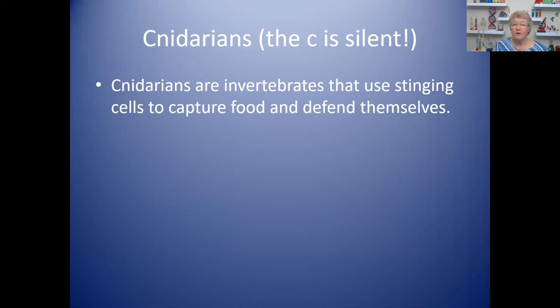Now, cnidarians are invertebrates. They don't have a backbone. They use stinging cells. There's a special name for those stinging cells called nematocysts. They use those stinging cells both to capture food and to defend themselves against predators. So, any idea what an example of a cnidarian is? Think of an animal that uses stinging cells.